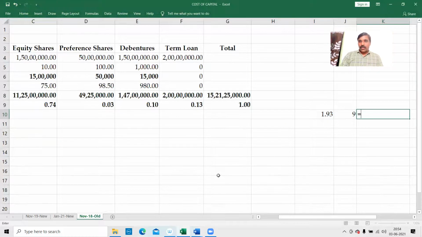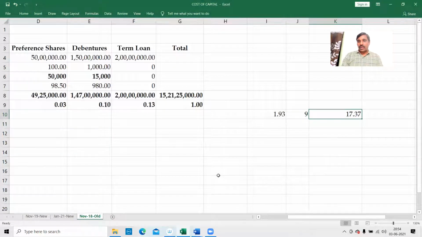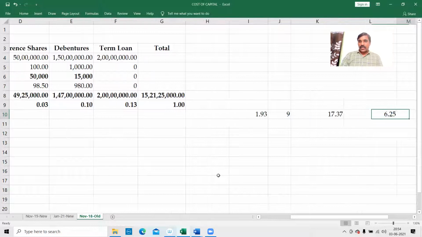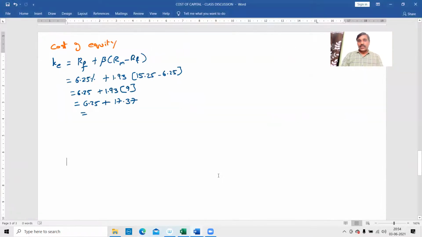1.93 into 9 will be 17.37. 17.37 plus 6.25. How much? 23.62. This is the cost of equity. No complication, all the information has been given, just substitution in the formula.